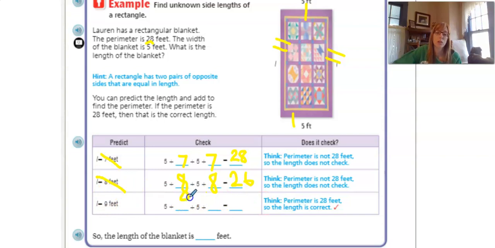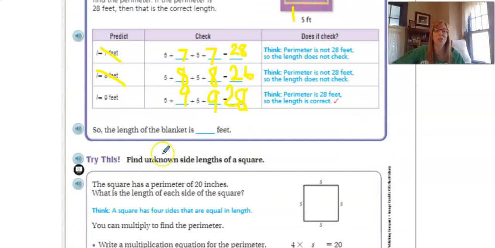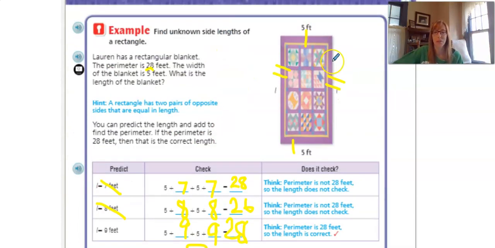Let's do 9 plus 9 is 18. And 5 plus 5 is 10. So 10 plus 18 is, you are correct, 28. All right, 28. So that is correct. So the length of the blanket is 9 feet. You have 5 feet for the width and 9 feet for the length.